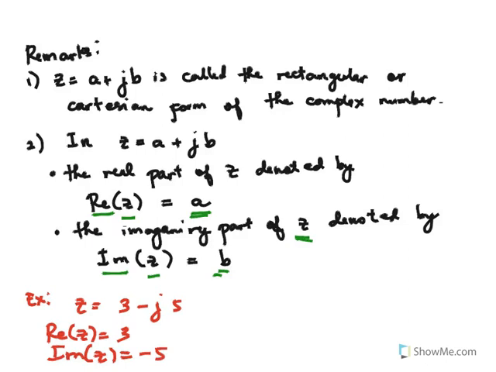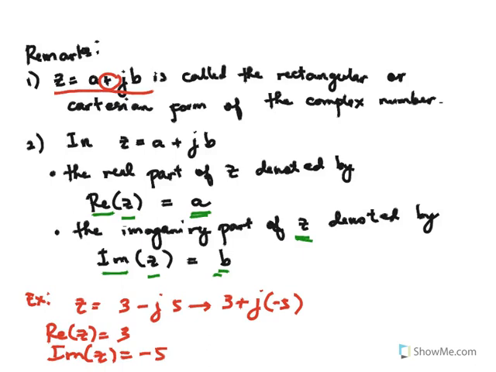-5, because this one should be 3 plus j(-5). If we put it in what we call the standard form, or rectangular form, or Cartesian form, it should be of the form z equals a plus jb. So that's the standard rectangular form of the complex number. So it turns out that we have the imaginary part to be -5.